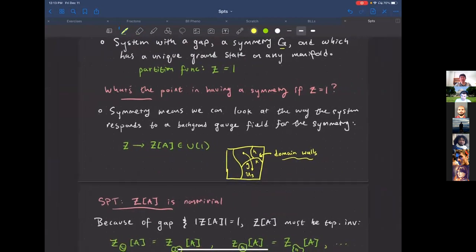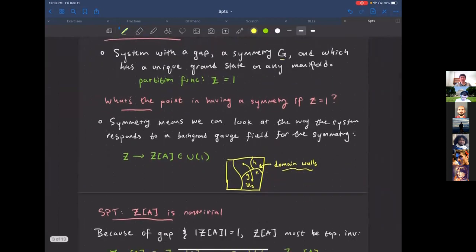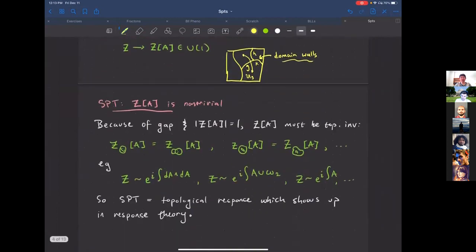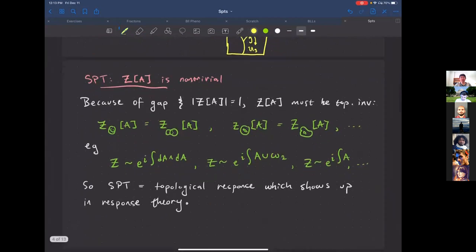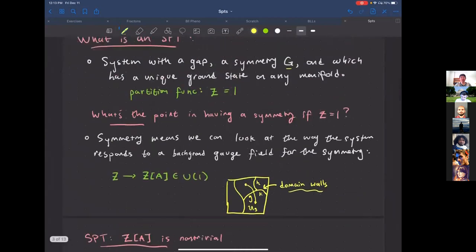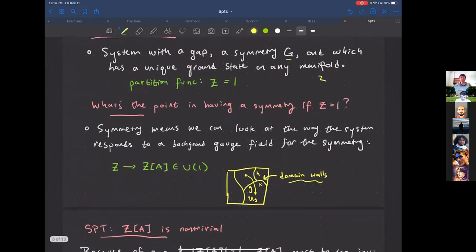Okay, I think that's all I want to say about this. So we're going to get to some examples in a sec to see how actually you can couple a gauge field to something that seems this trivial and still get something interesting out. But for now, I'm just going to talk about general things.